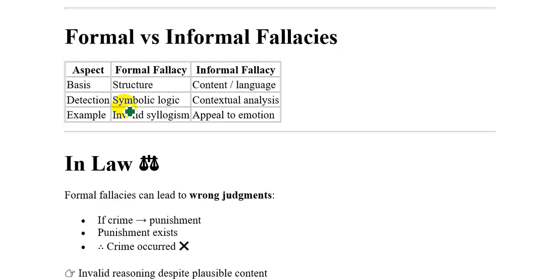Formal versus informal fallacies. Formal fallacies are based on structural defects, whereas informal fallacies are defects based on content and language. Formal fallacies can be detected by symbolic logic, whereas informal fallacies are detected through contextual analysis. An example would be an invalid syllogism, whereas an informal fallacy could be due to ambiguities or appeal to emotion and so on, amphiboly and so on.